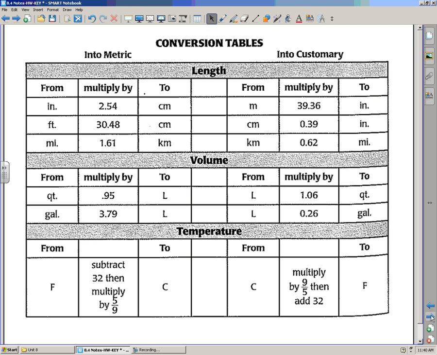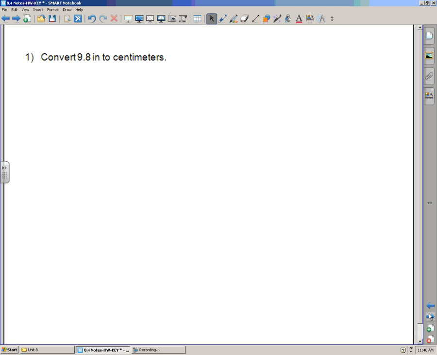This chart that we give you is nothing that has to be memorized. You just need to be able to use it to figure out, if I'm going from inches to centimeters, what do I do? If I'm going from Celsius to Fahrenheit, what do I do? Okay, and that's all the homework is going to be, as well as these notes.